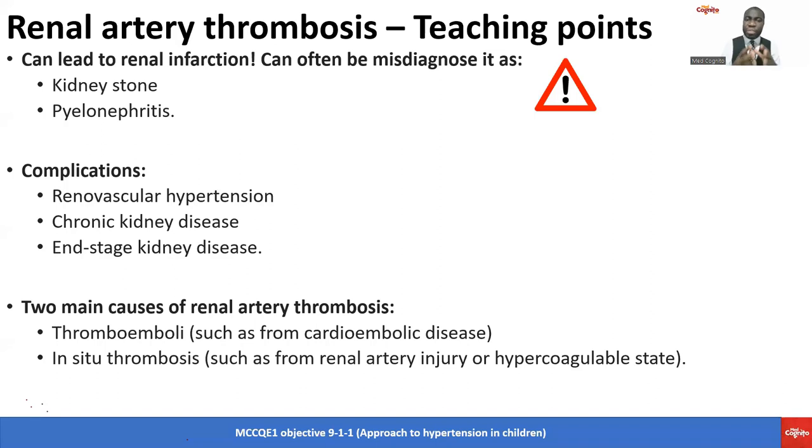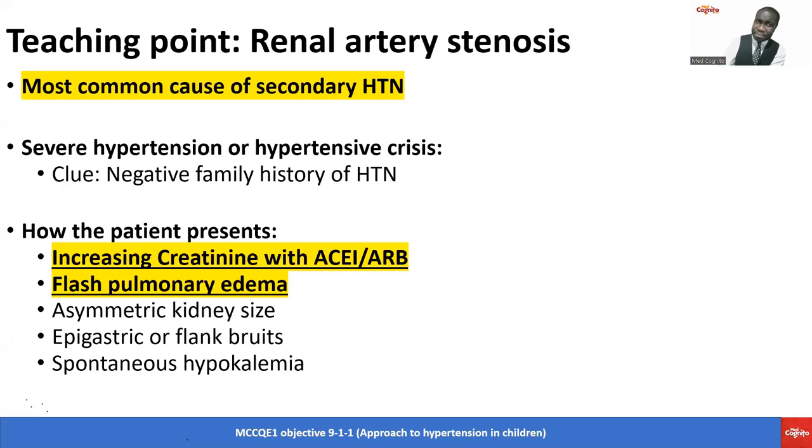Two main causes of renal artery thrombosis can be an embolus, if the child has any cardioembolic disease, and in situ thrombosis, like if the child has any hypercoagulable state like antiphospholipid syndrome, or anything which causes a hypercoagulable state, and that can lead to renal injury. Renal artery thrombosis can be a bit funny, so I'm not going to spend all your time on it.